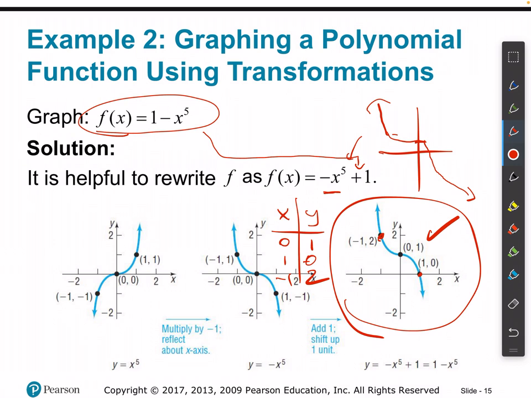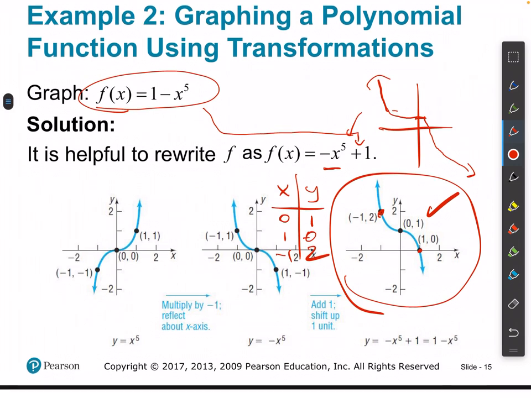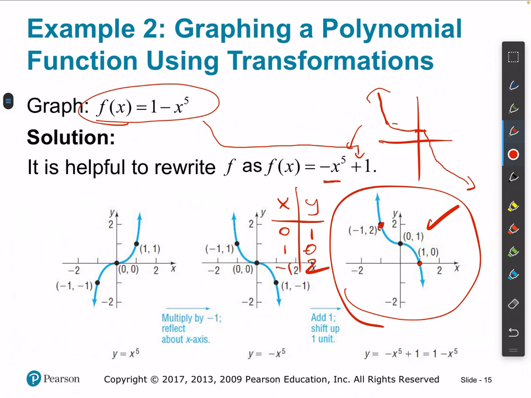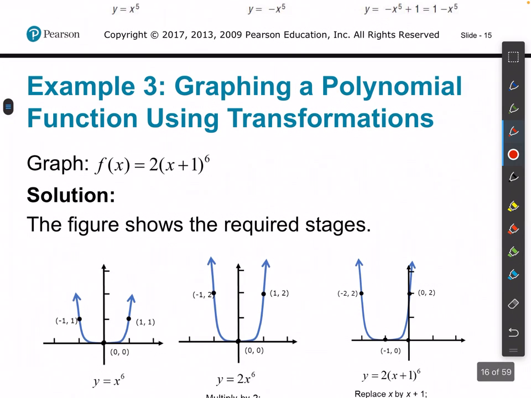So you can always make an XY table. You can use Desmos if you need to, but I don't want you guys to crutch on that for this chapter particularly. But then example 3 says graphing a polynomial function using a transformation. So we want to look at the base function here, right? The base function is going to be x to the 6th. All right, so we know that this thing is even, so it's going in the same direction in its end behavior, right?